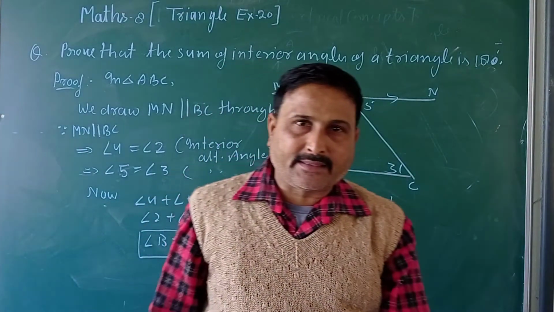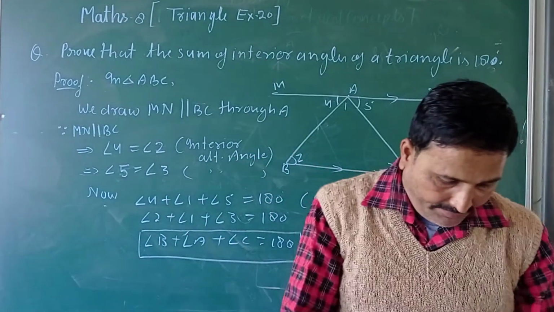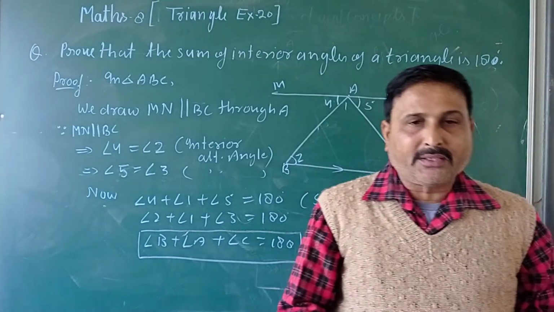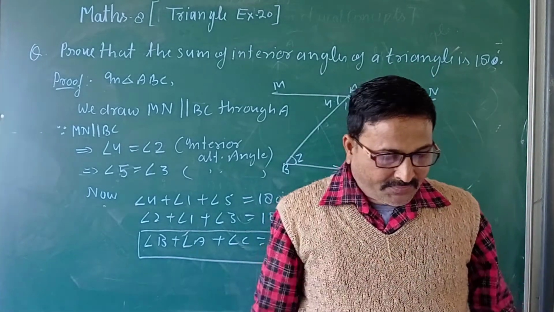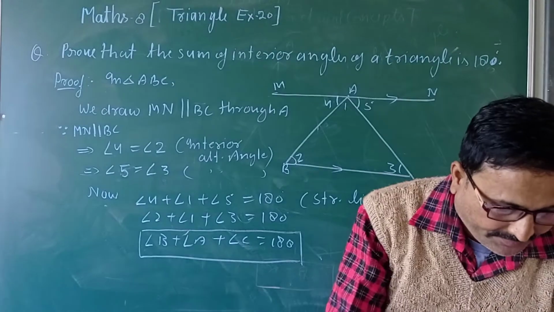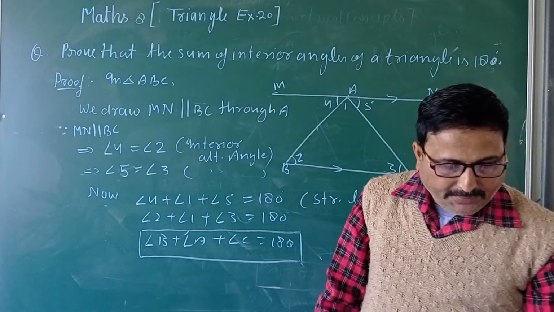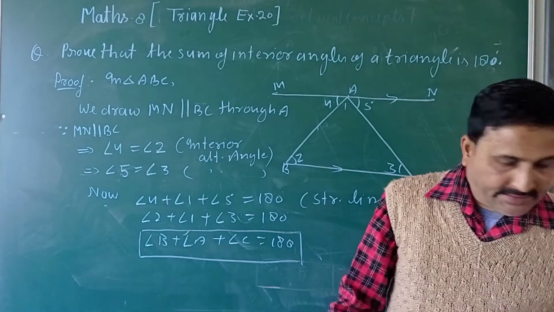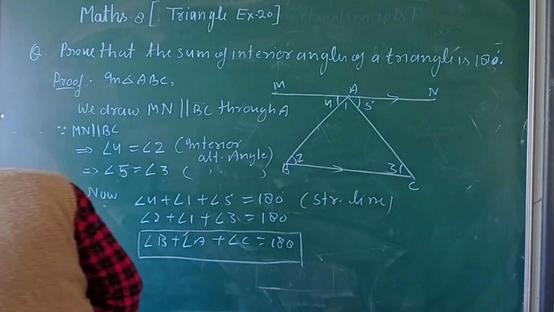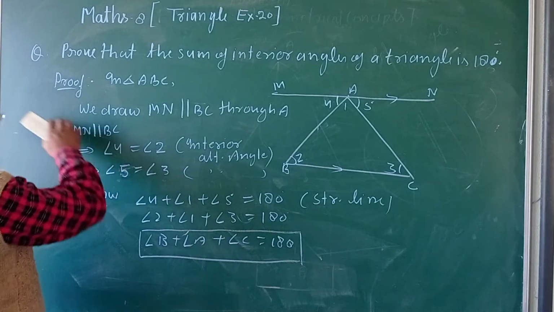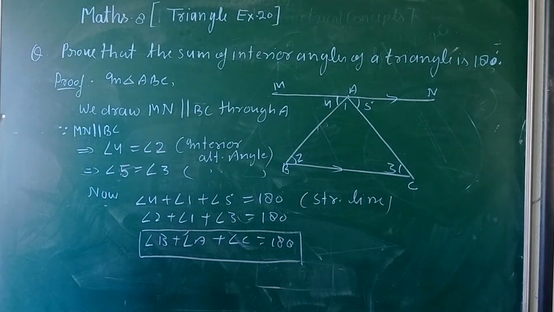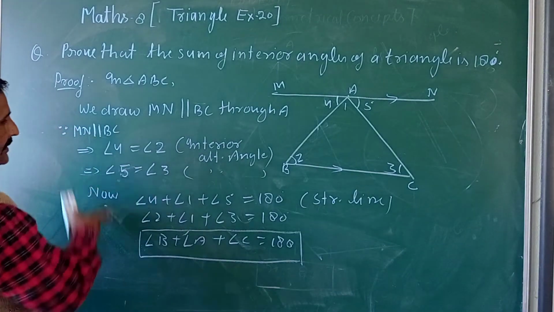Now move toward the exercise questions. Only one exercise is given here. The first question is fill in the blanks. Second question: two angles of a triangle are 45 and 85, find the measure of the third angle. Very simple question. I am going to write this one, and you have to write it down in your copy, okay? This question is very important.